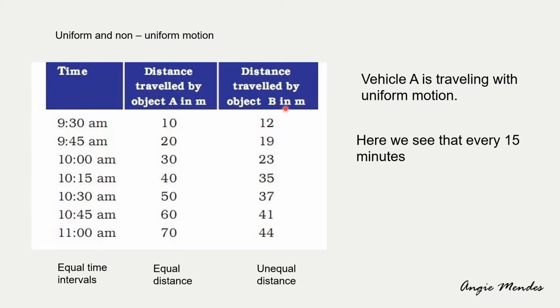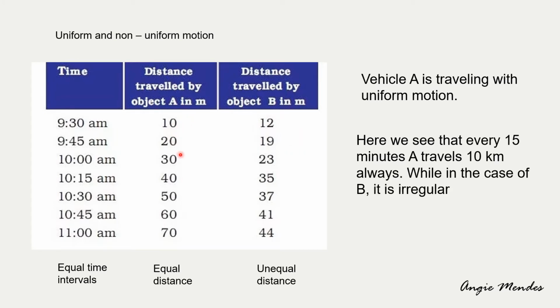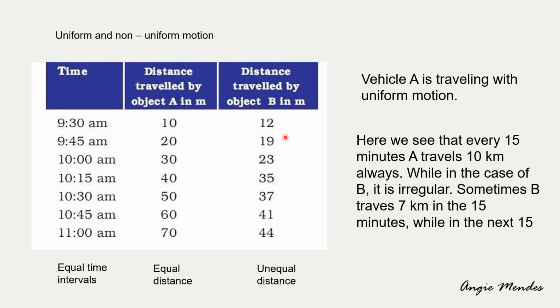Here we can see that every 15 minutes A is traveling 10 meters, whereas in the case of B, the distance traveled is irregular. Sometimes it is covering 7 meters in 15 minutes and in the next 15 minutes it is traveling 4 meters. So this is having what kind of motion? Non-uniform motion.